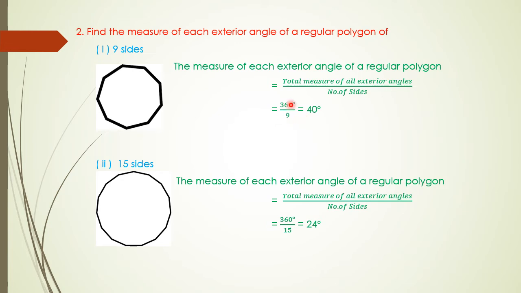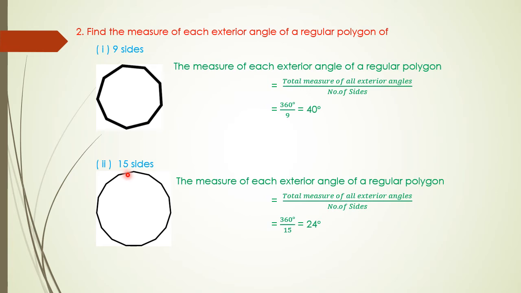Now, as per the formula, the total measure of all exterior angles of a polygon is 360 degrees. And here we have the number of sides as 9. So, 360 degrees divided by 9 is equal to 40 degrees. So, the measure of each exterior angle of this polygon is equal to 40 degrees.